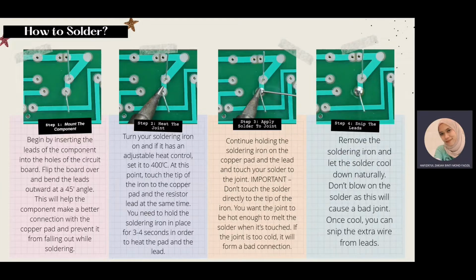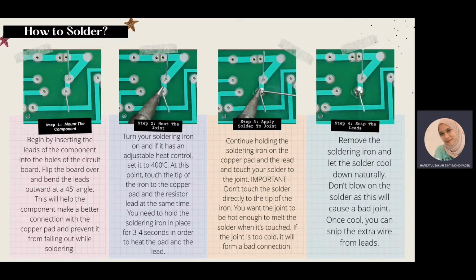Apply solder to the joint. Continue holding the soldering iron on the copper pad and the lead and touch your solder to the joint. Important, don't touch the solder directly to the tip of the iron. You want the joint to be hot enough to melt the solder when it's touched. If the joint is too cold, it will form a bad connection.